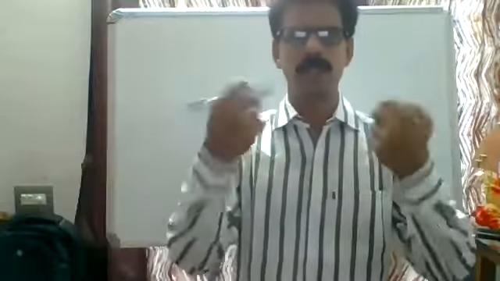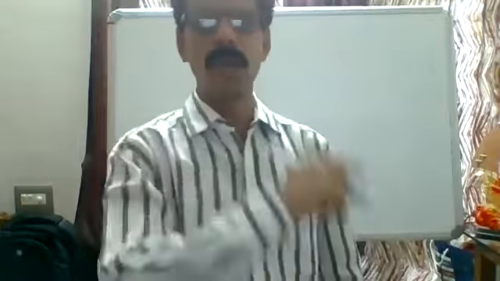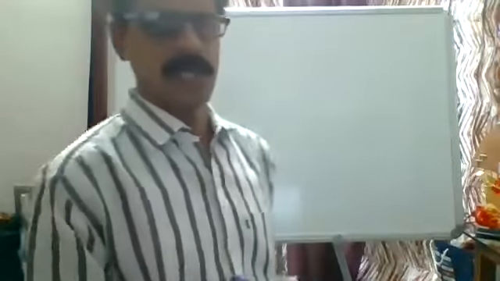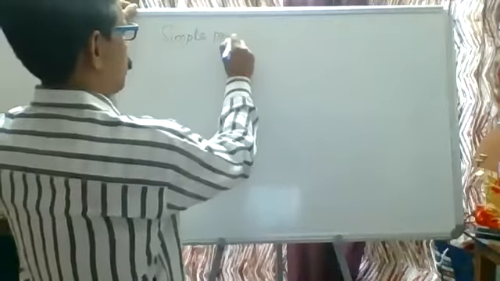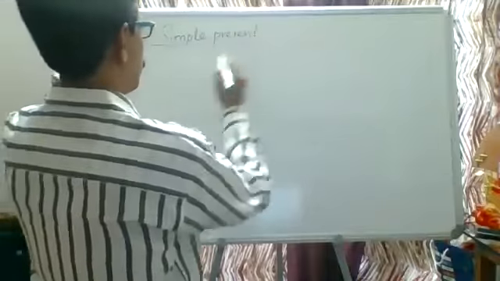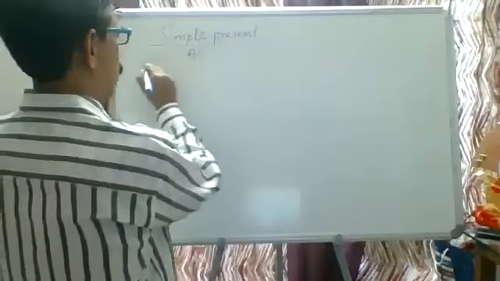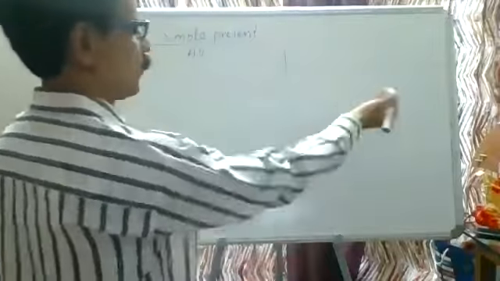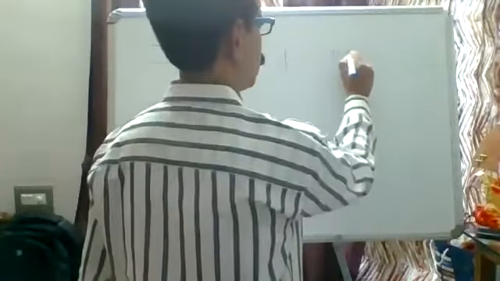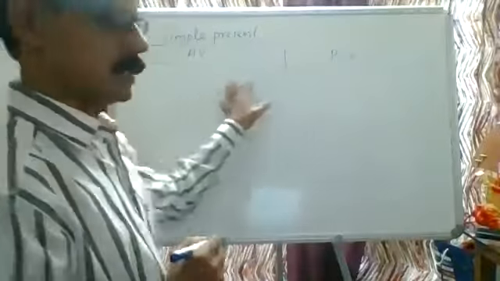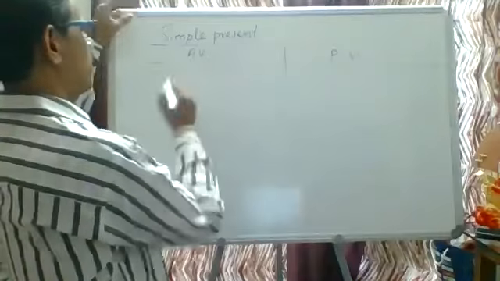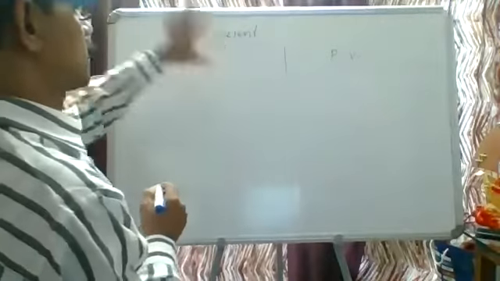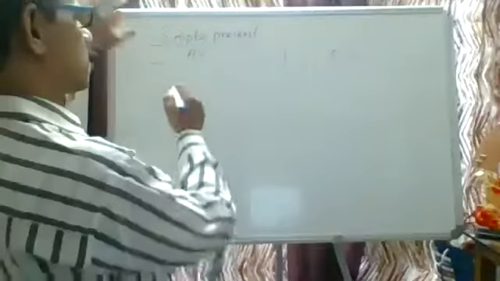So let me invite your attention towards only three simple letters to analyze once. First, we take the simple present. Here, if I take AV in one column, and PV in another column. AV means active voice and PV is passive voice. For the simple present, I'm going to give you active voice and passive voice.